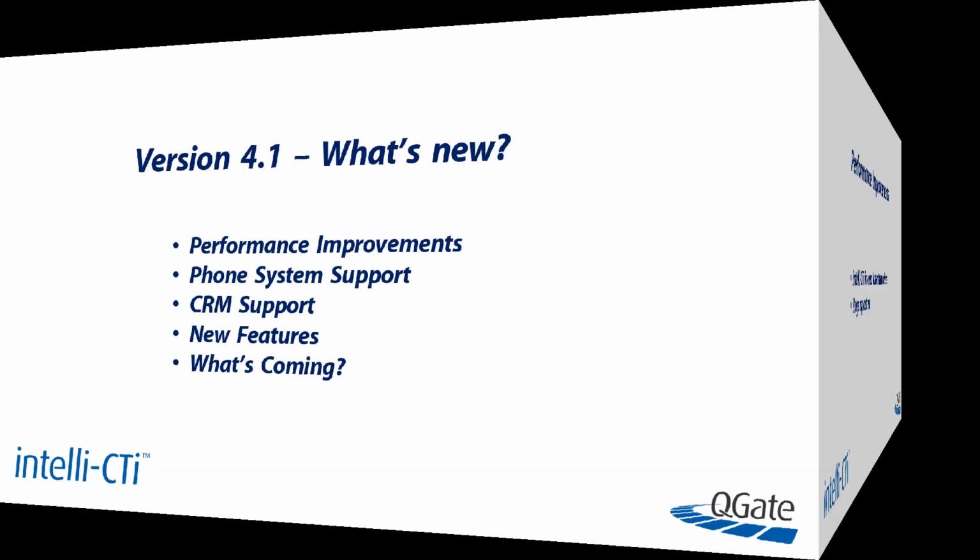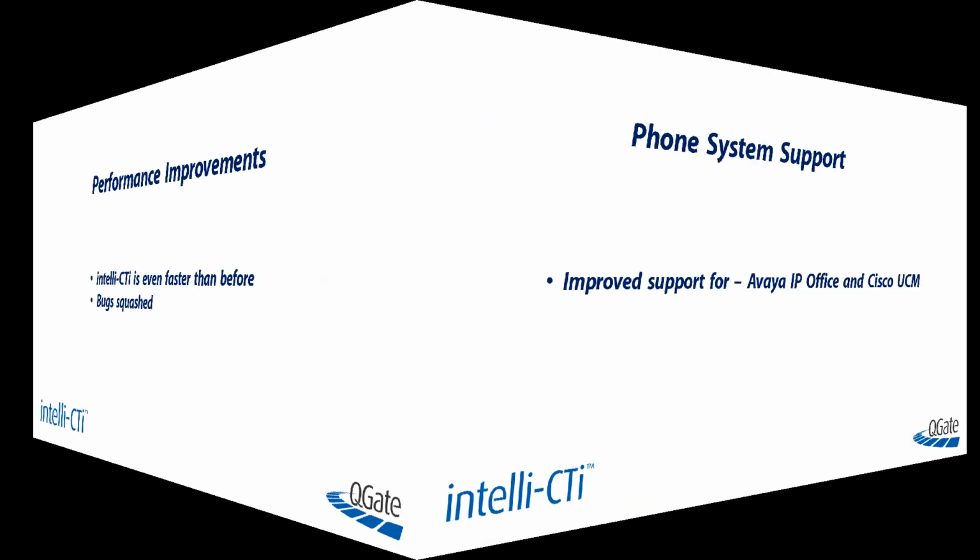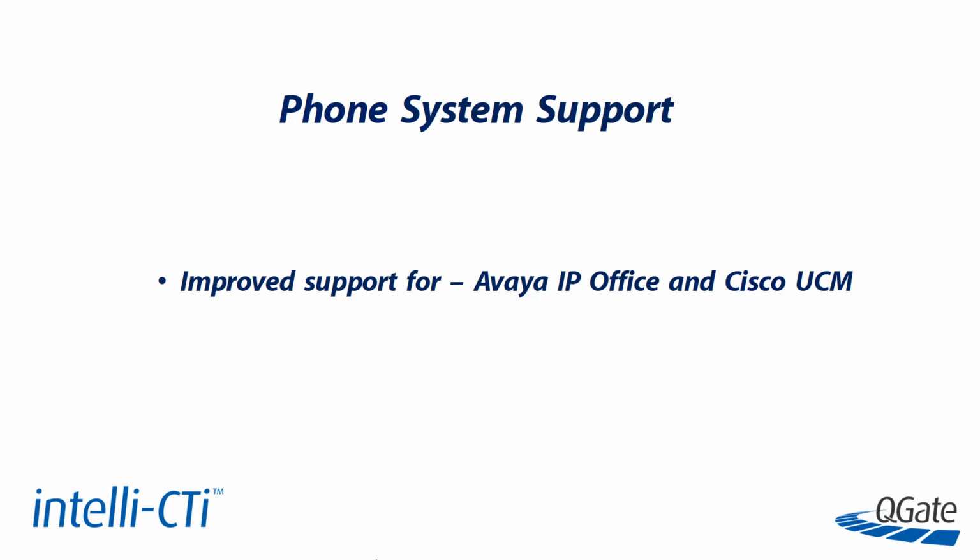So performance improvements. Well, the eagle-eyed of you out there may have noticed that first call of the day with intelli-CTi can be a little bit slow. So what we've actually done is we've changed the way that we push and pull data from CRM. So we've increased the speed of that and it's faster than ever before. So in terms of phone system support, we now are compatible with the latest firmware versions of two of the main phone systems that we work with. So that is via IP Office and Cisco Unified Communications Manager.